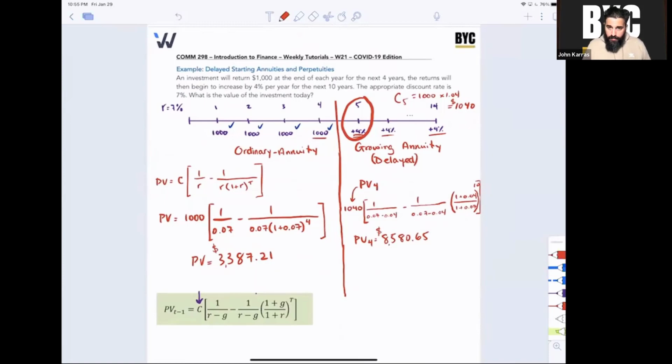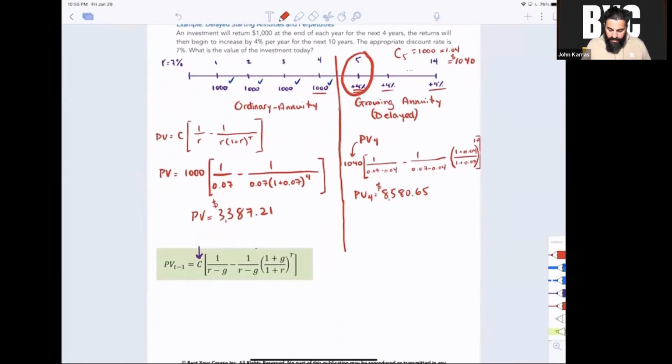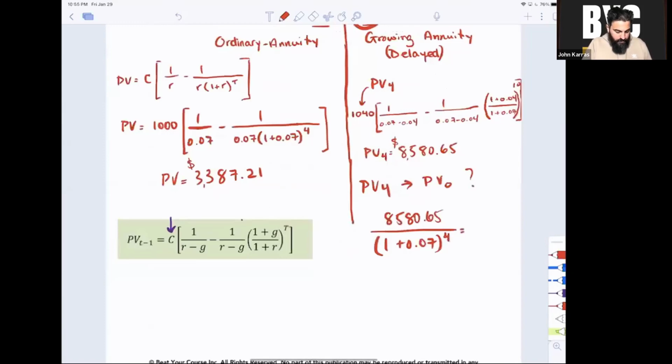Cool. All right, PV4. Now, how do I turn PV4 into PV0? Discount it. Exactly. Your basic discounting. So 8,580.65 divided by 1 plus the rate to the power 4 is 6,546.14.